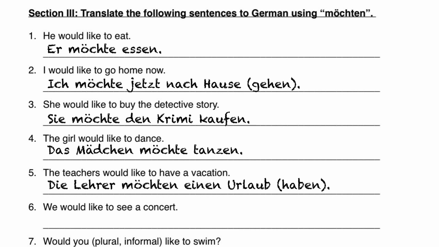Nummer 6. We would like to see a concert. Wir möchten ein Konzert sehen. Sehen is at the end of our sentence here because we have to have an infinitive at the end because we used möchten where the normal verb would go.